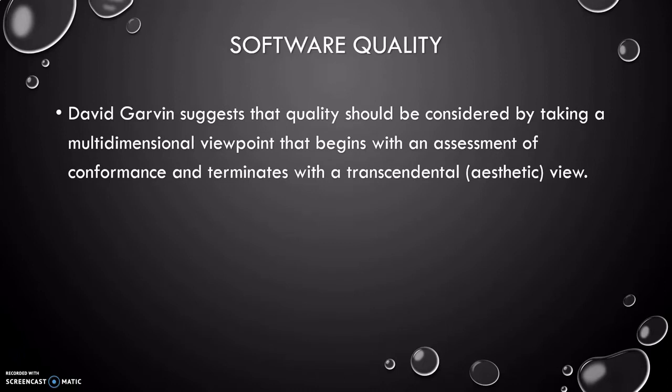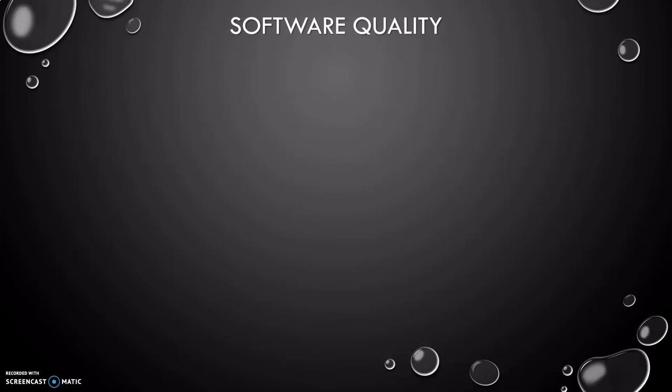Based on that, we have defined software quality as per two scientists. One is David Garvin, who suggests that quality should be considered by taking a multi-dimensional viewpoint that begins with an assessment of conformance and terminates with a transcendental aesthetic view. Aesthetic means a set of principles underlying the work of a particular task. That is Garvin's quality dimensions.